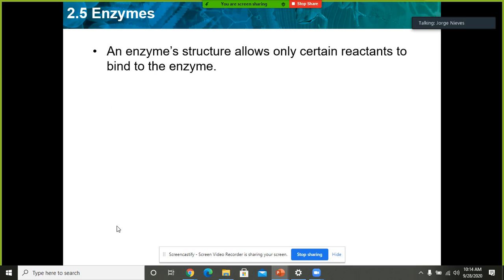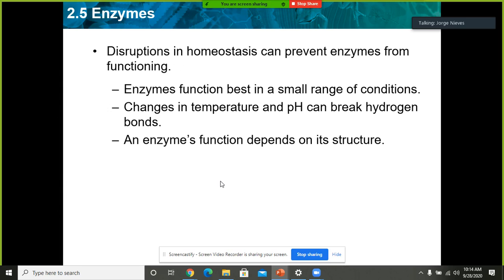Okay, duda, pregunta de eso. Okay, we can see that on page 53 of our textbook. Okay, so enzymes are catalysts for chemical reactions in living things. Okay, any questions about this? Okay, so it's very important that we have the conditions required for the enzymes or catalysts to work perfectly. Okay, so enzymes function best in a small range of conditions. Okay, preguntas de esto.